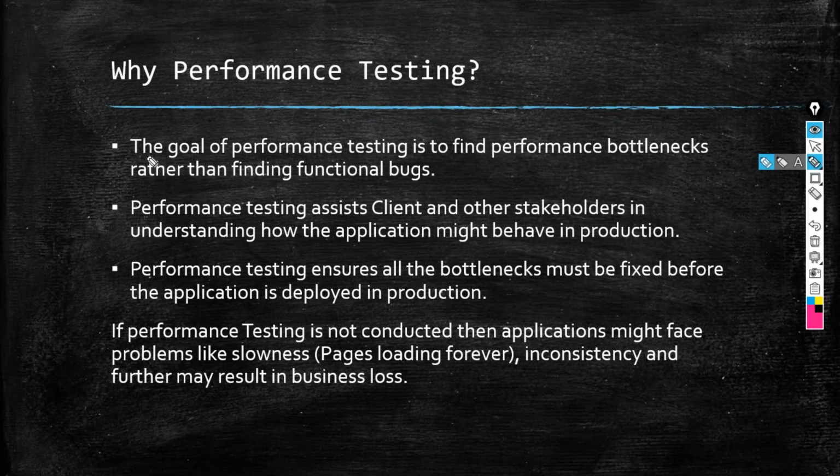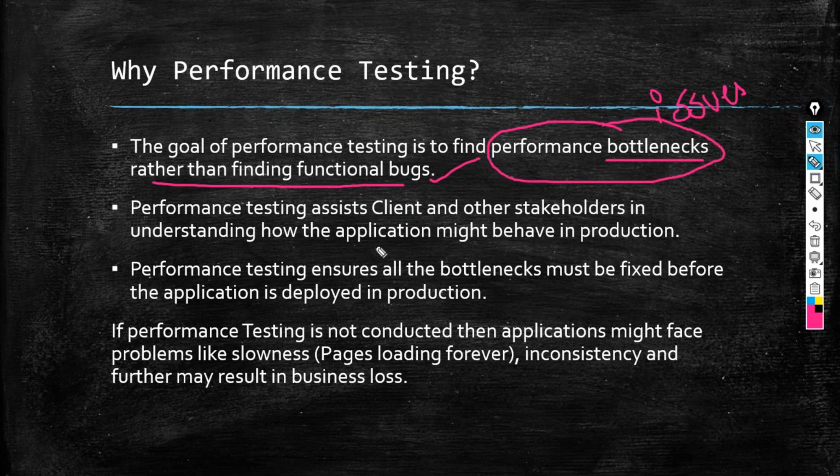If you see the first point, it says clearly the goal of performance testing is to find performance bottlenecks rather than finding functional bugs. Generally, we do performance testing to find any issues with respect to performance. Bottlenecks means issues only here, but in performance testing terminology, we call issues bottlenecks. So to find performance issues, we do performance testing. We are not focused on finding functional bugs or functional issues. We are primarily focused on finding performance issues only.